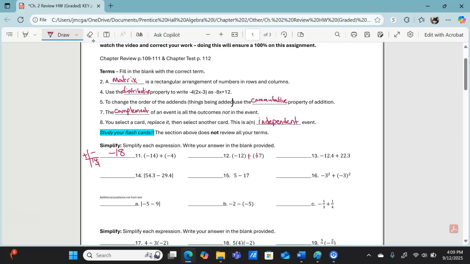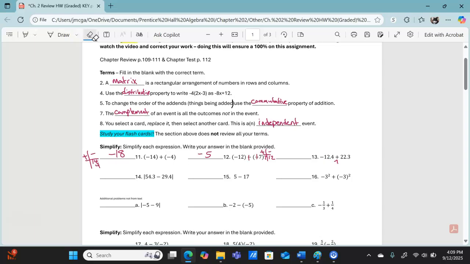I will make those 2 marks. That gives me then a positive 7 and a negative 12. The signs are different, so I find the difference and keep the sign of the larger. Number 13, find the first number. Immediately after it is a plus sign, so this is an addition problem. The signs are different. I have 22.3 and 12.4, so I need to find the difference.